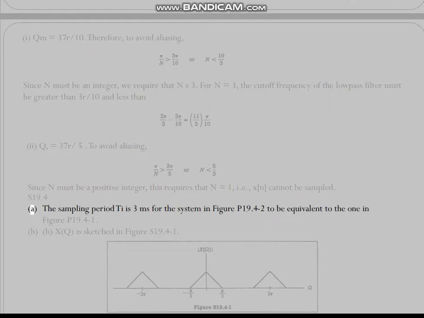S19.4 A. The sampling period T is 3 milliseconds for the system in figure P19.4-2 to be equivalent to the one in figure P19.4-1. B. X(jω) is sketched in figure S19.4-1.